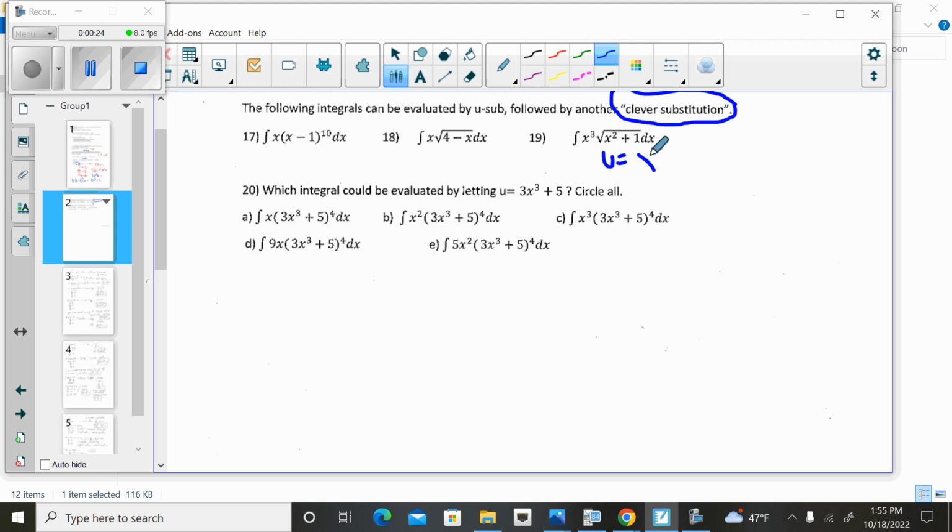And your initial look at this might make you say, I don't think I can use u sub here. When I take the derivative, I see x cubed. I don't see just an x. But with clever substitution, we can manipulate this statement of what we let u equal, solve it for x, and be able to cancel out the x that remains as part of our integrand.